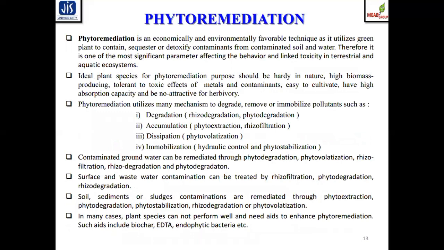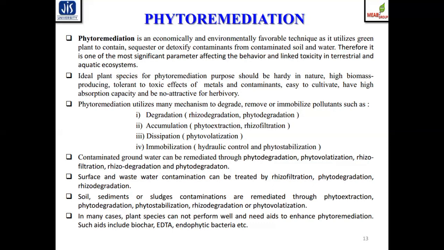In the bioremediation section, another sub-avenue discussed is phytoremediation. Phytoremediation is an economically and environmentally sustainable technique as it utilizes green plants to contain, sequester, or detoxify contaminants from contaminated soil or water bodies. Therefore, it is one of the most significant parameters affecting behavior and the linked toxicity in terrestrial and aquatic ecosystems. Phytoremediation utilizes many mechanisms that accelerate the degradation process or remove or immobilize pollutants, including degradation like rhizodegradation or phytodegradation, accumulation like phytoextraction or rhizofiltration, dissipation like phytovolatilization, and immobilization like hydraulic control or phytostabilization.